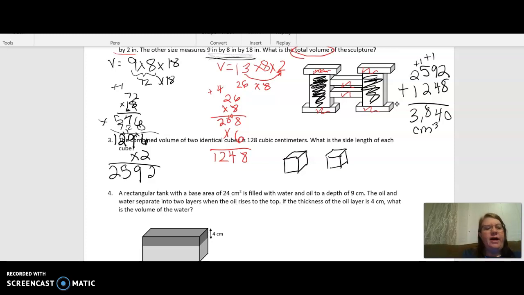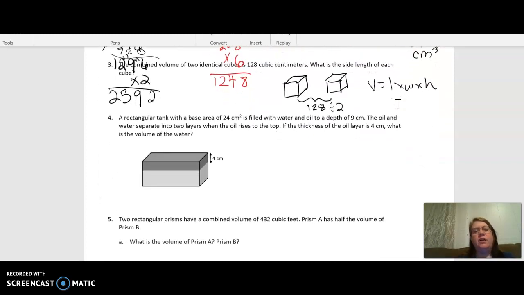Okay? And combined, they are 128. But there are 2 of them. So we're going to have to divide up that 128. Divided by how many cubes? 2. So we're going to find the volume, total volume of each one, right? And then you're going to have to think about, okay, volume equals length times width times height. Think about what kind of shape is this and what do we know about the length, the width, and the height? That's the clue I'm going to give you right now, okay?